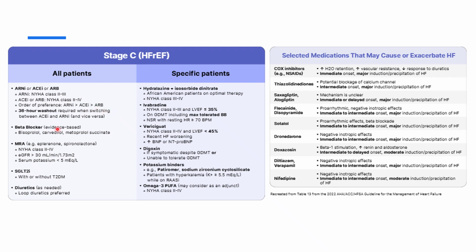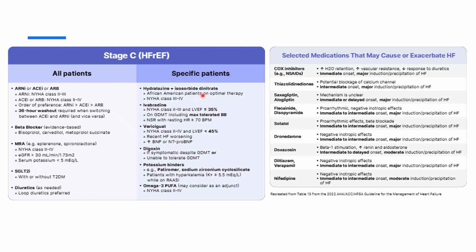Then what we need to know is that you need a 36-hour washout required when switching between ACE inhibitor and ARNI and vice versa. Then beta blocker evidence-based, bisoprolol, carvedilol, metoprolol. We can use any of these. Then MRA, examples are eplerenone or spironolactone, used in NYHA class 2 to 4, estimated GFR of greater than 30 mL per minute and with a serum potassium of below 5. SGLT2 inhibitors need to be used with or without type 2 diabetes mellitus, and diuretics, it's as needed, okay? And the preferred diuretics are loop diuretics.